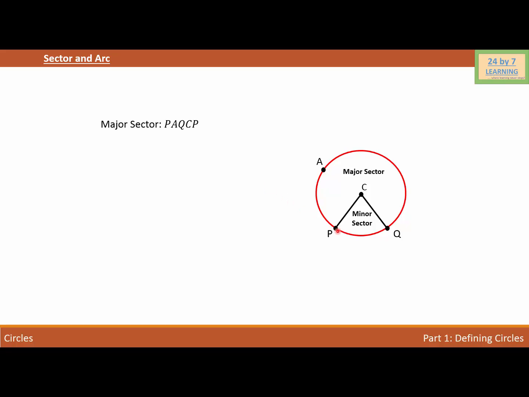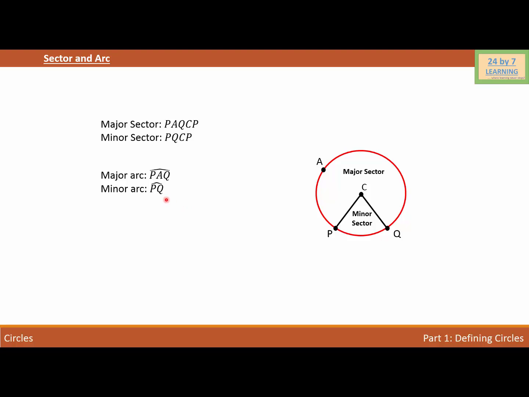So I can write my major sector as PAQCP, which is over here, and my minor sector as PQCP, which is over here. And my major arc is PAQ. This is my major arc, which is over here. And my minor arc is PQ, which is over here.